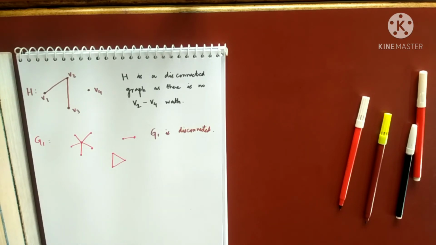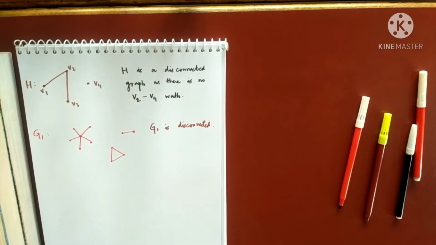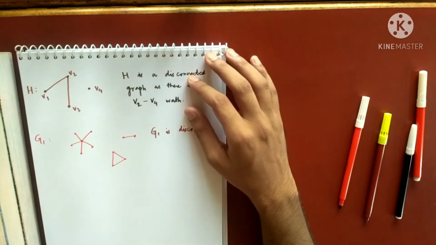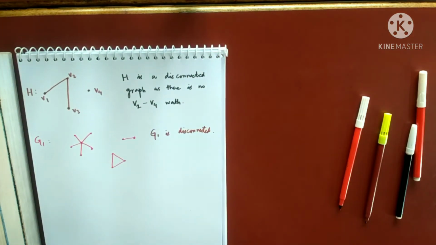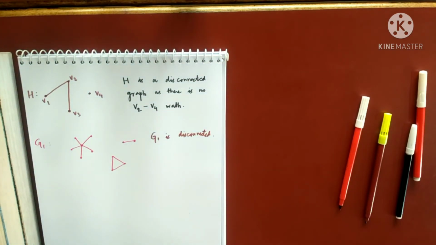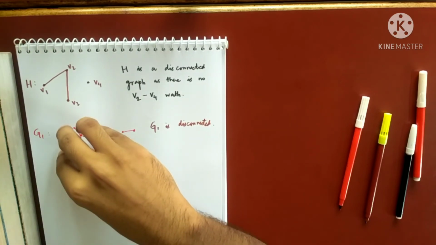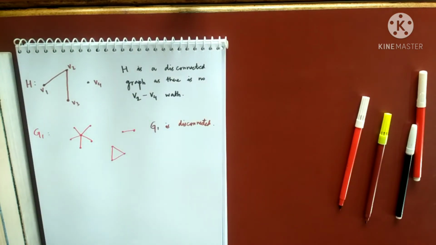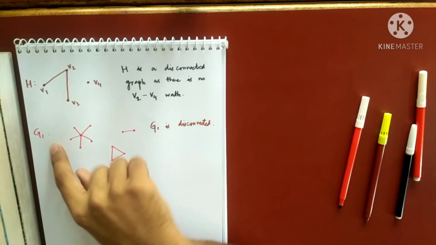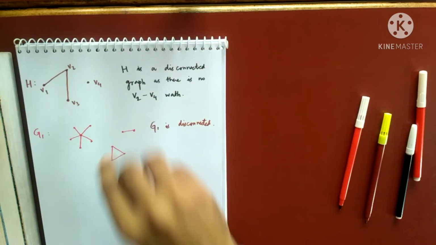So let me teach you another thing related to disconnected graphs first. Look at this graph G1. This graph is clearly disconnected. But if you see, it is composed of 3 connected graphs. Do you see? This G1 is composed of 3 connected graphs.